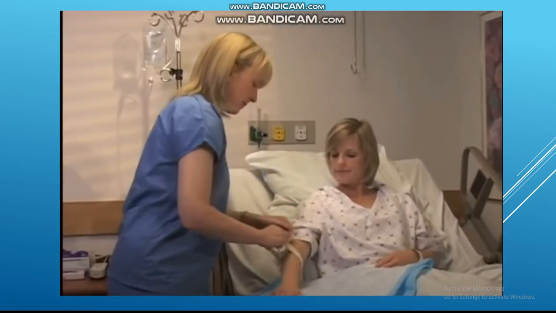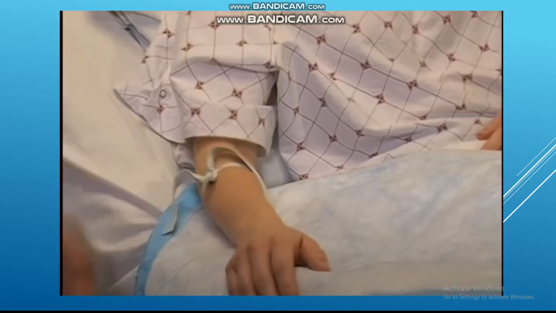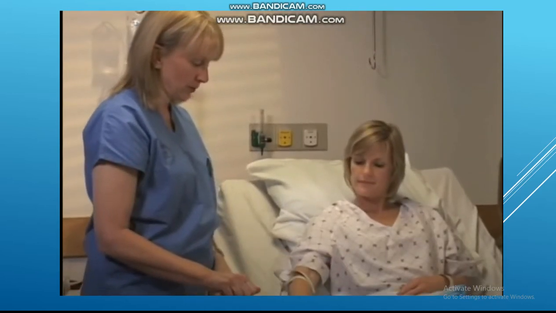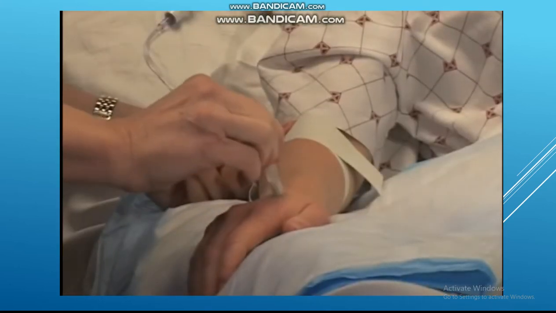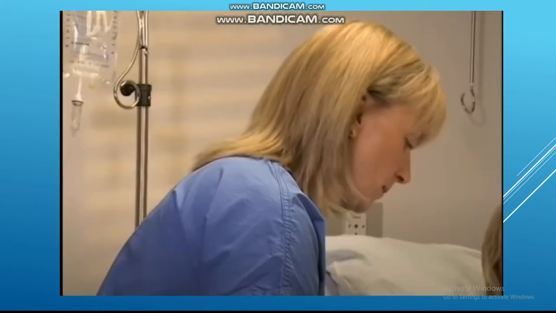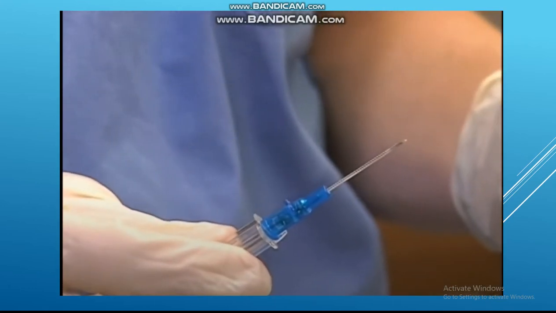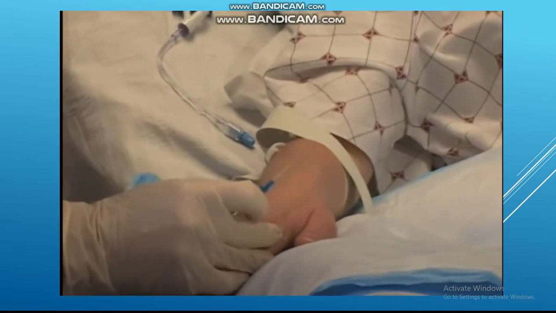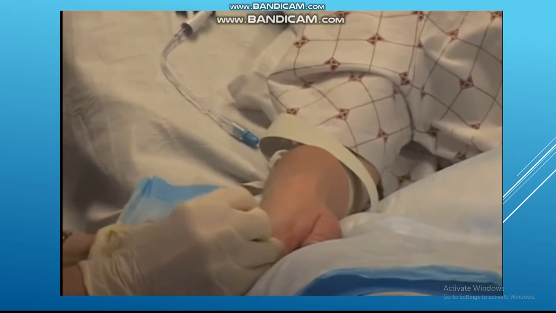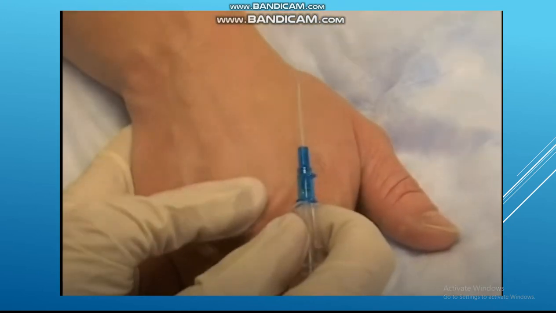The nurse will apply a tourniquet around 3 to 4 finger breadths above the site of insertion, and ask the patient to clench their hand. They will clean the site of insertion using an antiseptic solution. The cap of the catheter is removed. The patient's hand is fixated by the non-dominant hand, and the skin is pulled around to fixate the vein.